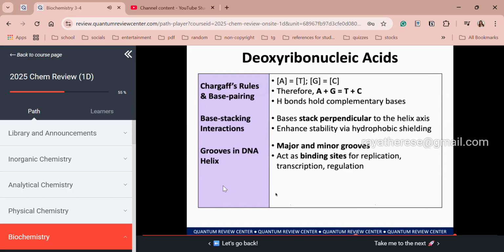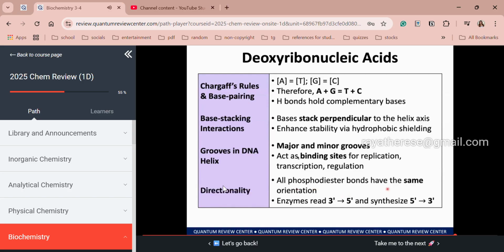For directionality again, all phosphodiester bonds have the same orientation. Okay, don't be confused. Ang directionality ng ating DNA is 5' to 3' po. Okay, but enzymes read the transcript from 3' to 5' position.